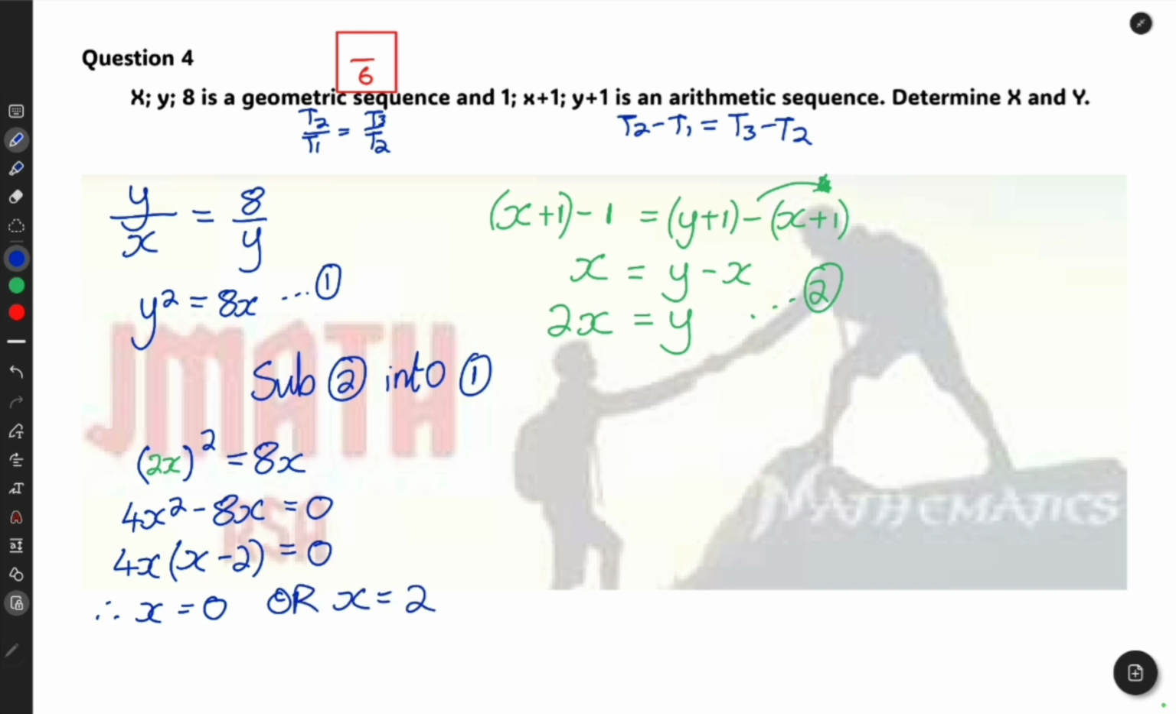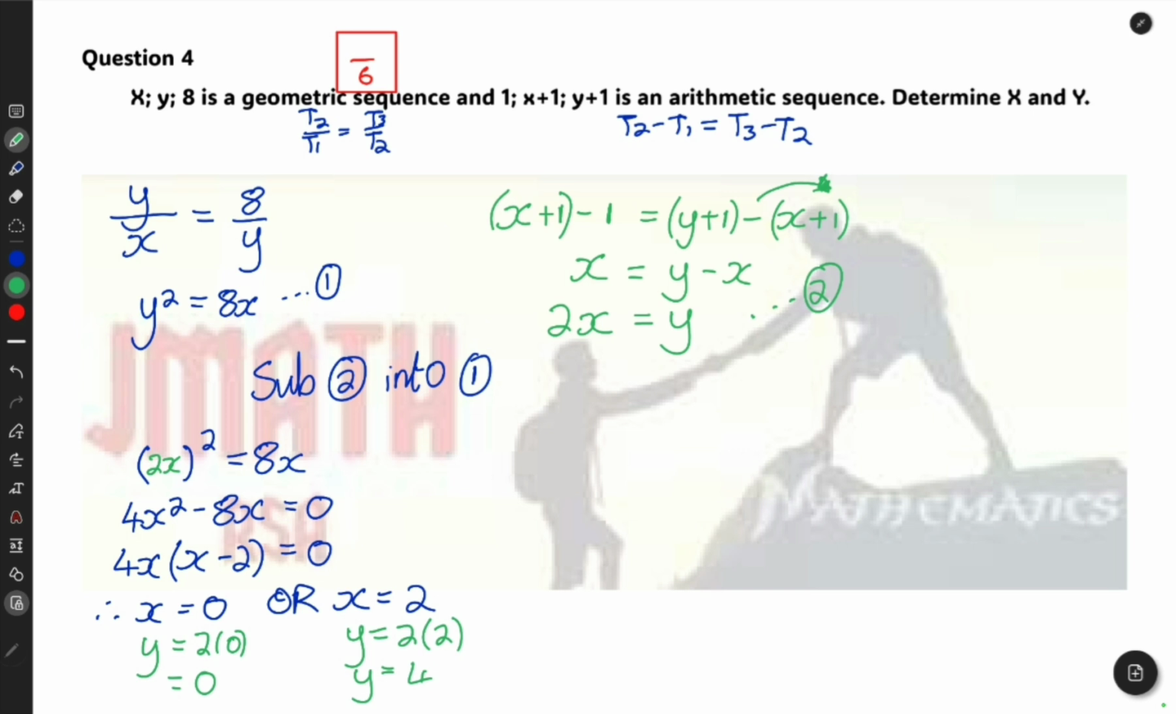Okay, the question was to solve x and y. So now I'm just going to go to my easiest equation, equation 2, and say, if I sub those two values in, y would equal 2 times 0, which would just be 0. Or y would equal 2 times 2, so y could equal 4. And there we go. That would answer their question.